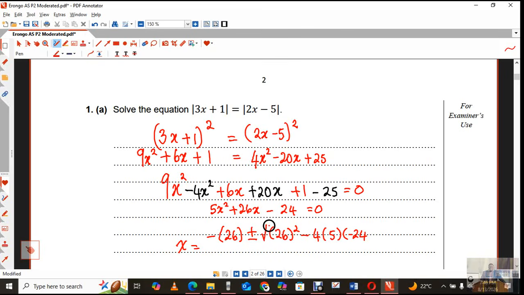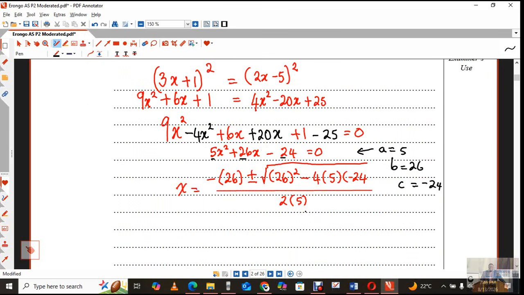All of this comes under the square root, and then you would be dividing all of this by 2a. The value of a happens to be 5. So in this particular case, you identify from here that a is 5, b is 26, and lastly c is negative 24. Then you substitute into the quadratic equation formula, which you will also find in the list of notations. So you will have two solutions. One will be x is equal to negative 6.